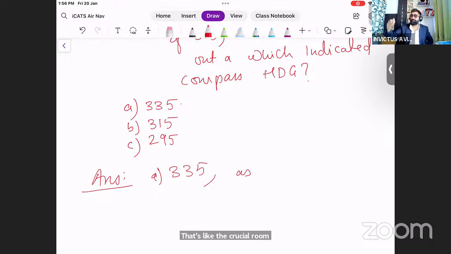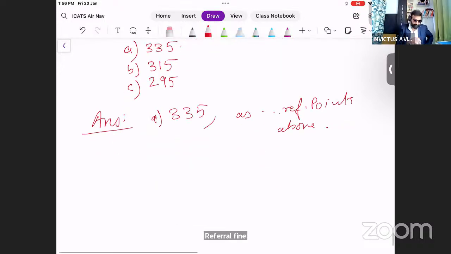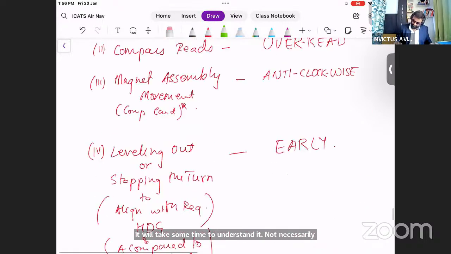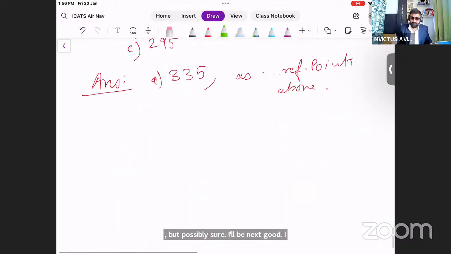Explanation will be all these points only. Refer points above. It will take some time to understand it, not necessarily, but possibly. चलो अभी नेक्स्ट गियर में जाते हैं। आज भी थोड़ा वो शूट हो रहा है आपका लेक्चर, खत्म करेंगे अपन, ठीक है?